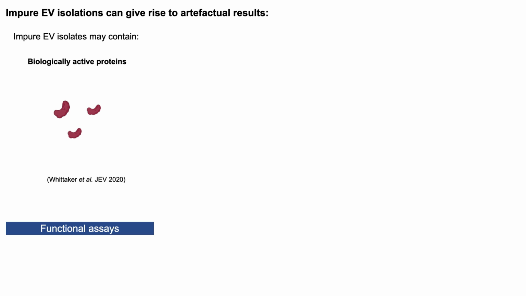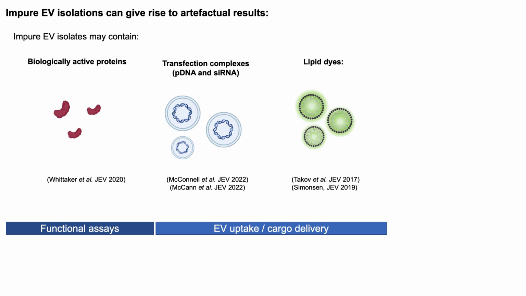Why is this important? Well, impure EV isolations can give rise to artifactual results. For example, if there are still biologically active proteins in your EV sample, they may cause the proliferation of your cells or affect the cells in your assay. So you don't want that if you want to claim that it is the EVs that are doing the job. This was also briefly mentioned by Olivier this morning.